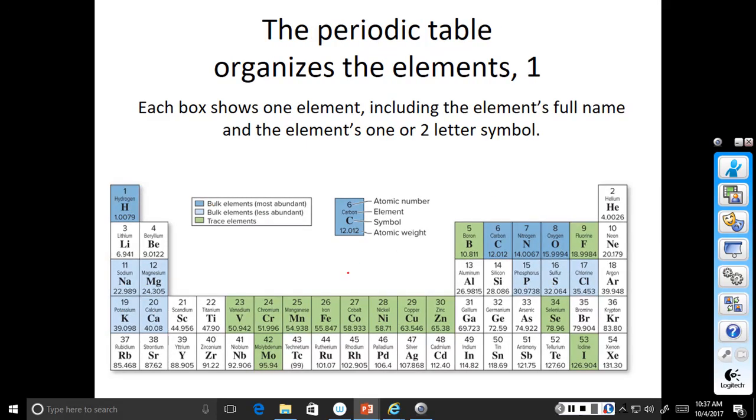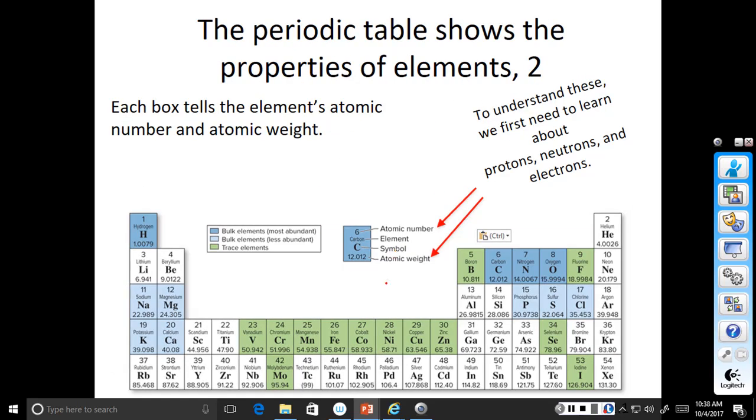So what else do we see going on here? Each box shows an element, and they've put a box to the side here. And so we have a symbol for the element, and they say C for carbon. It's either 1 or 2 letters, right? Here's a 2-letter one, Cl for chlorine. In this case, it says the element's full name as well, and its 2-letter symbol. We also see the atomic number, which is this top number here, and the atomic weight, which is this bottom number here.